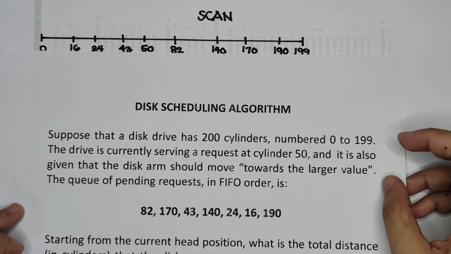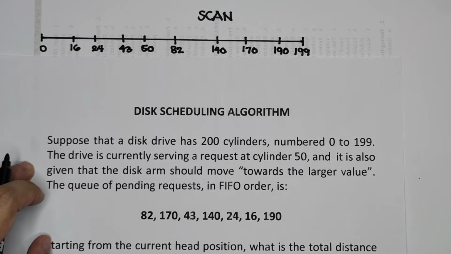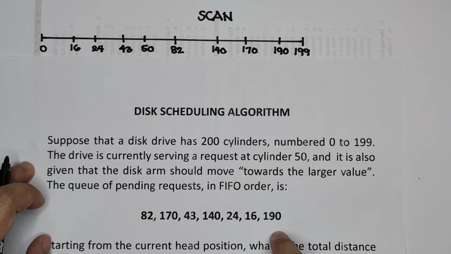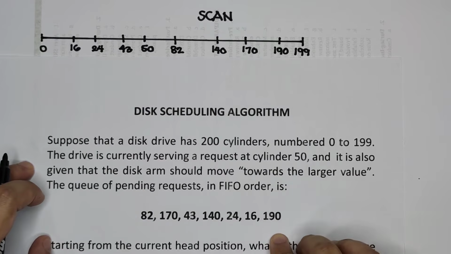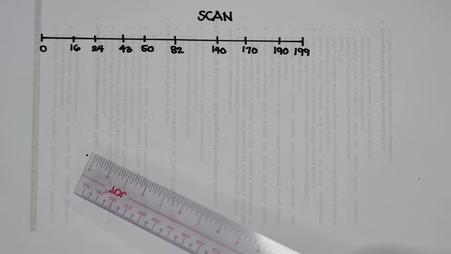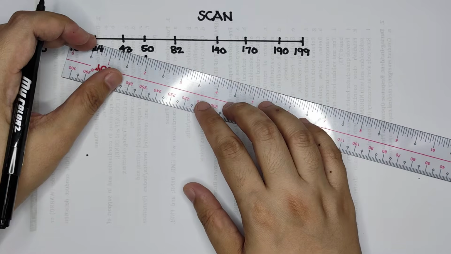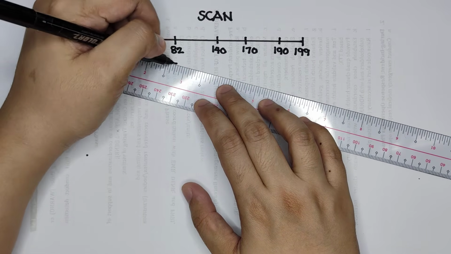for this sequence the order in ascending order starting at cylinder 50. So the larger values in relation to 50 are 82, 170, 140, and then 190. So let's arrange it in ascending order. We're going to start with 50, and then next the request is on 82.